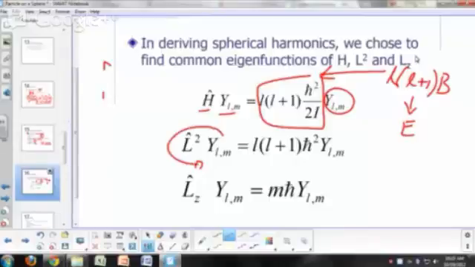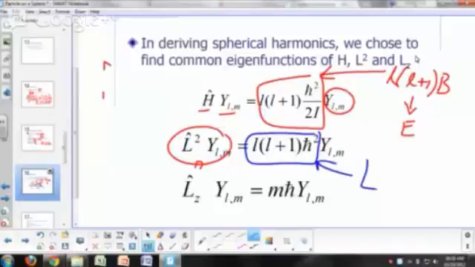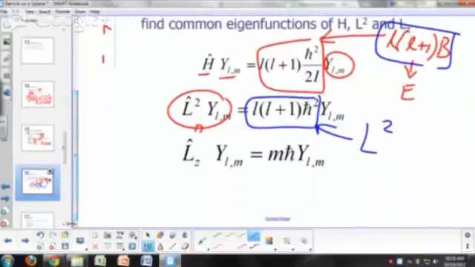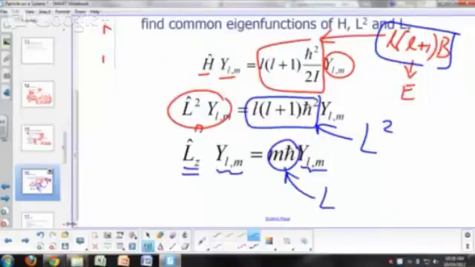If you apply the L squared operator on psi, you're going to get back this one right here. So these are the allowed values of L squared: L times L plus 1 times h bar squared. The allowed values of energy are L times L plus 1 times B. And if you apply the Lz operator on your spherical harmonic, you'll get m h bar times the original function. We've seen this when we talked about the particle on a ring, something similar to this. So Lz is also well defined.